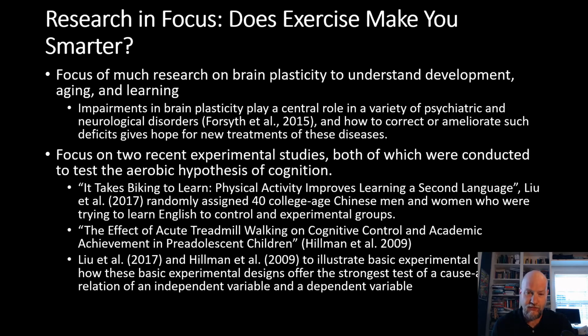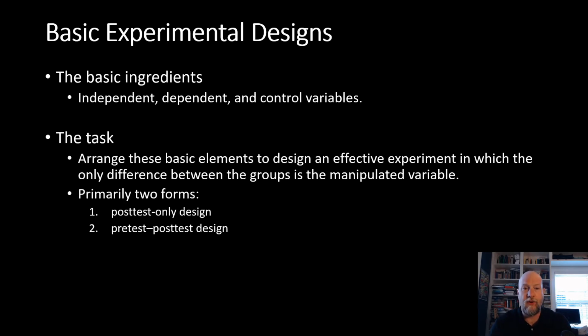So these 2 studies really illustrate basic experimental designs and how these basic experimental designs offer the strongest test of cause and effect that we really have in terms of the various tools in our toolbox. So let's talk about the basic nuts and bolts of an experiment. We've already covered this a little bit in the previous chapter, but just to reiterate for a moment, the basic ingredients we have here are the independent, dependent, and control variables.